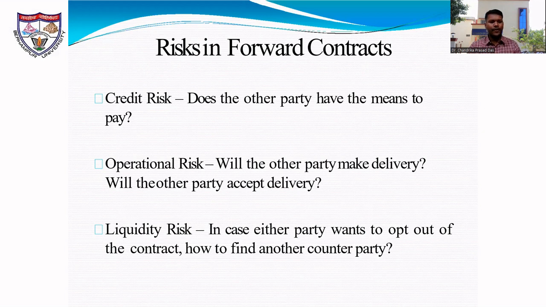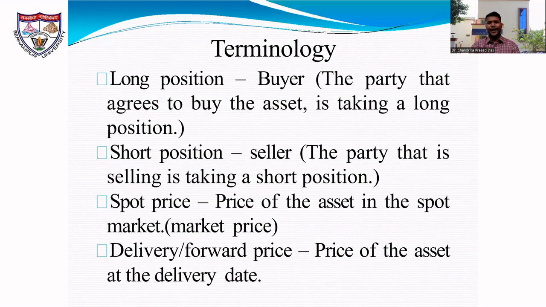Talking about the liquidity risk, if either one of the parties wants to opt out from the contract, then how to find another counterparty is known as liquidity risk. Some of the terms used in forward contracts are long position and short position. Usually the party who is ready to buy the asset takes the long position, and the party who is ready to sell takes the short position in the forward.